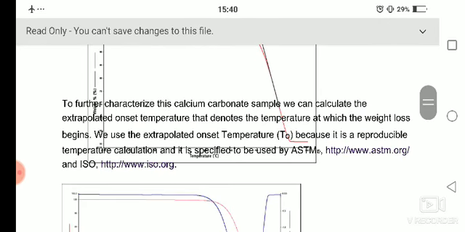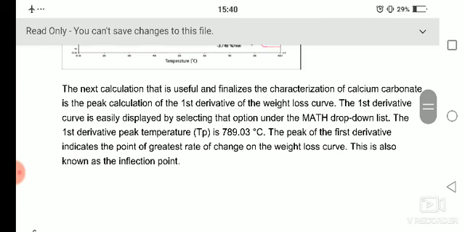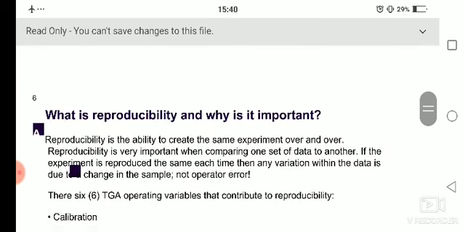For further characterization of calcium carbonate, we can calculate the extrapolated onset temperature, which denotes the temperature at which the weight loss begins. The next calculation is useful in characterizing calcium carbonate: the peak calculation of the first derivative of the weight loss.